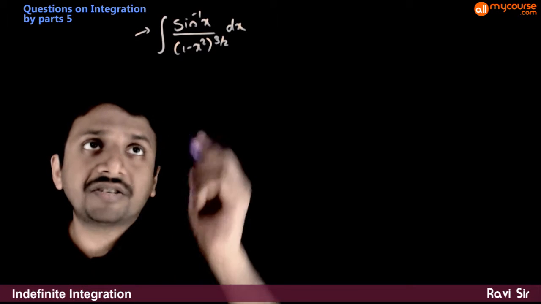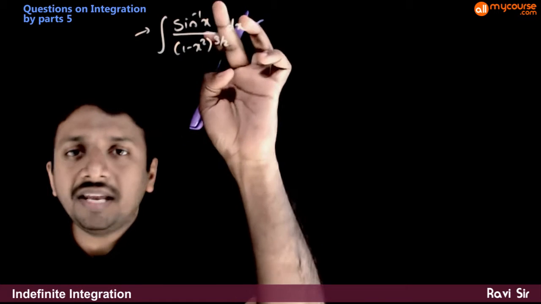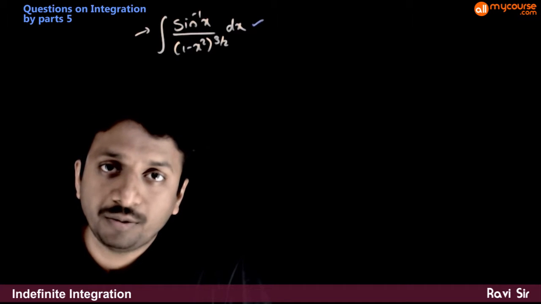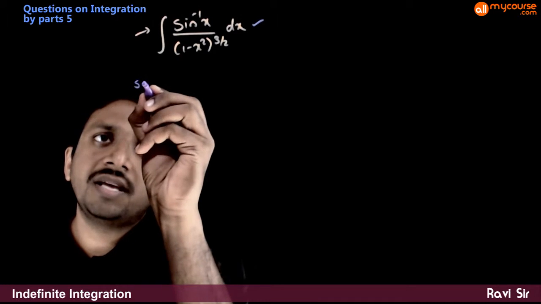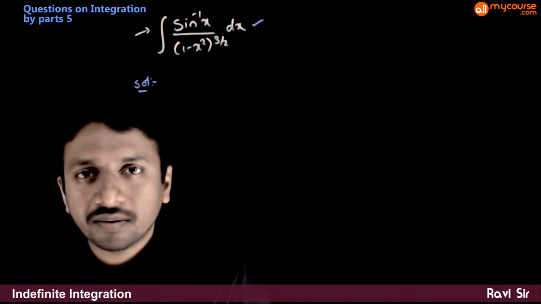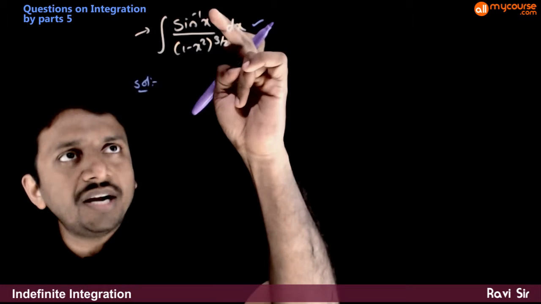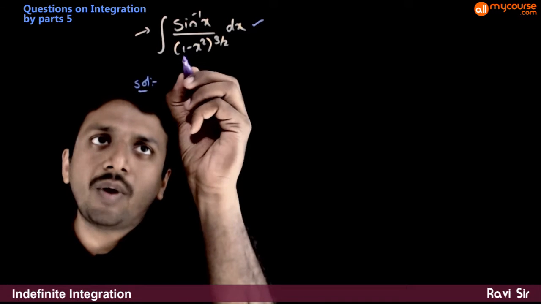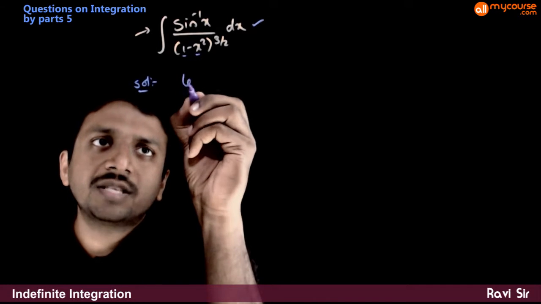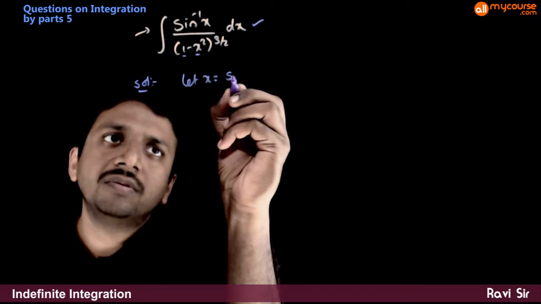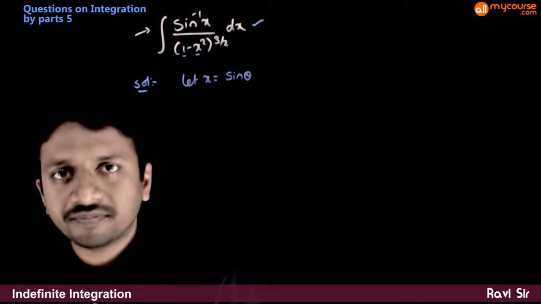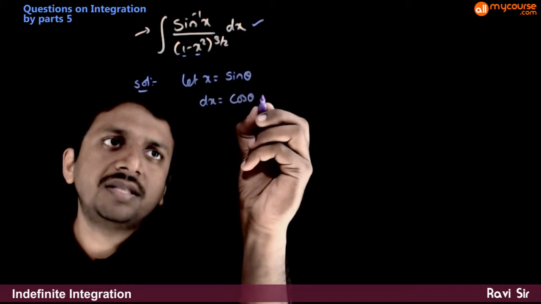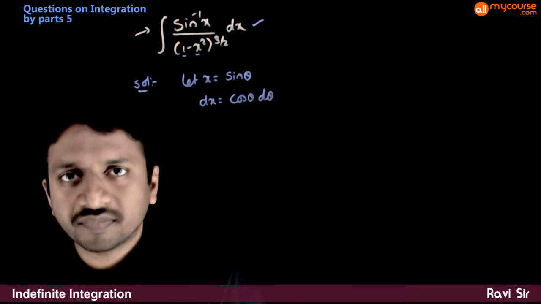In this question, let us try to integrate sine inverse x by (1 minus x square) whole power 3 by 2. So let us see how we can do this. First, let us try to simplify this expression using some substitution. So you have 1 minus x square. Let us put x is equal to sine theta. So dx will be equal to cos theta d theta, right?